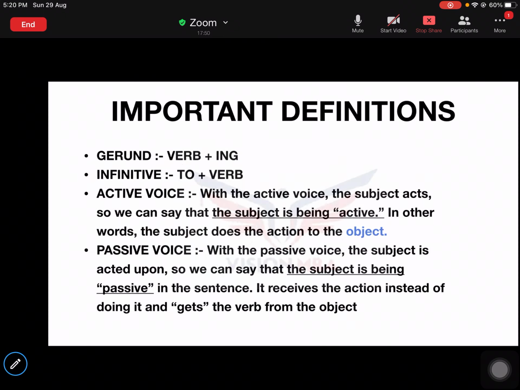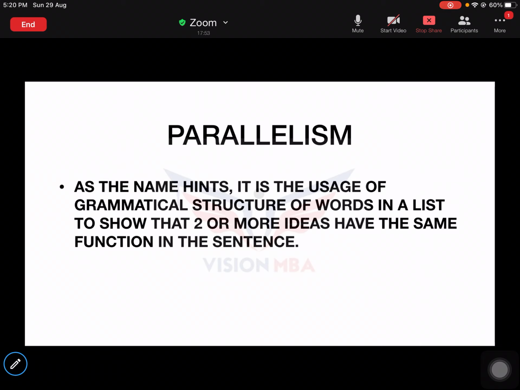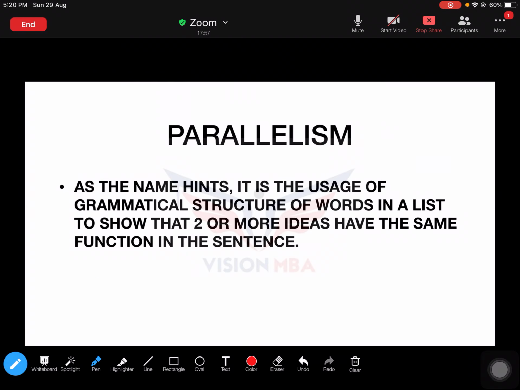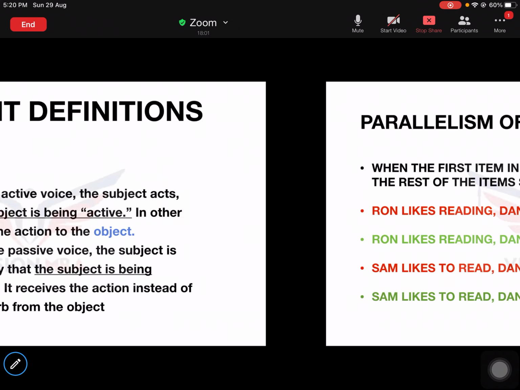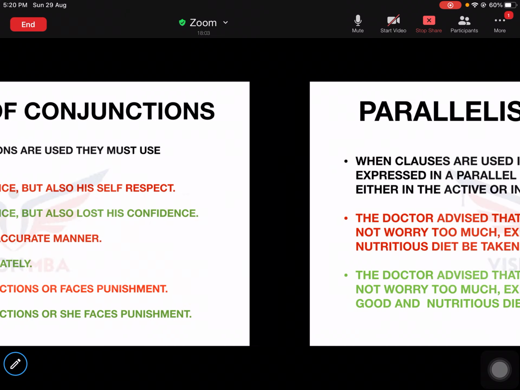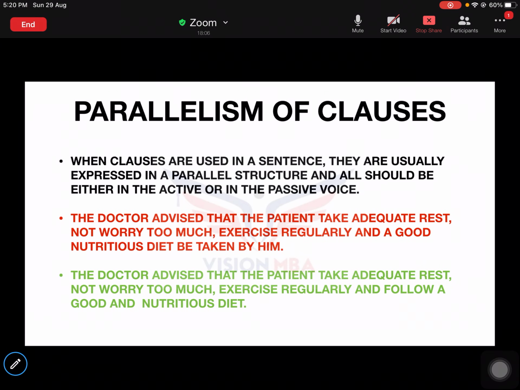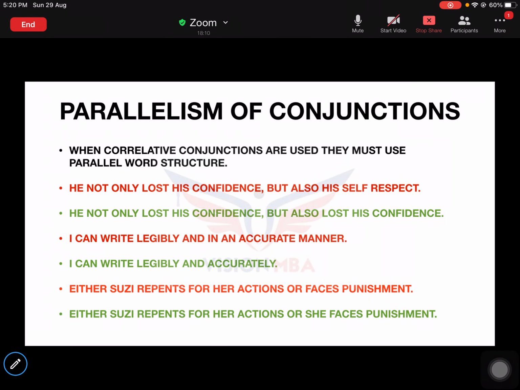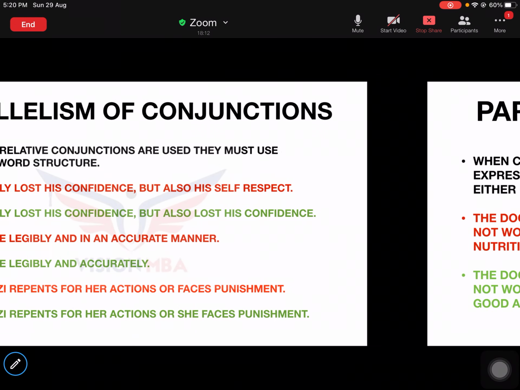As I've mentioned earlier, parallelism is nothing but, okay, a definition is given, but this definition might not make much sense to many people. It's just that you have to follow the same pattern. Okay, let's move on. Now, parallelism of clauses. Now, what is a clause? First of all, you should understand what is a clause.